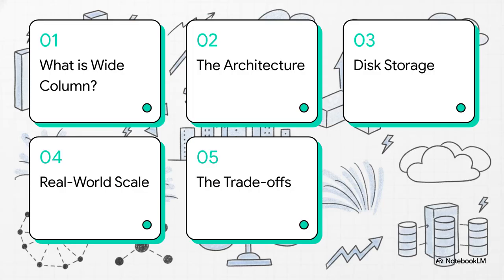Here is our roadmap for this explainer. First, we'll answer what is wide column. Then we'll look at the architecture, followed by disk storage, real-world scale, and finally, we'll wrap up with the trade-offs.